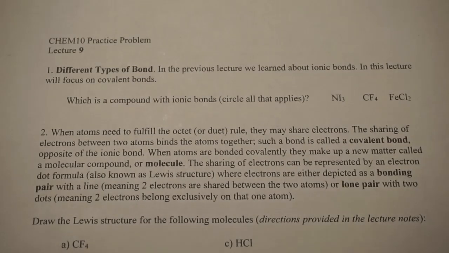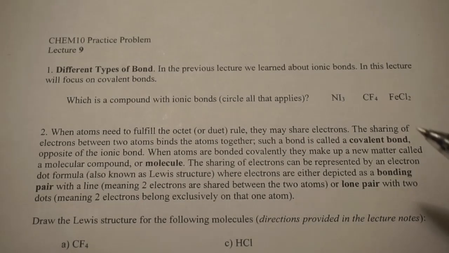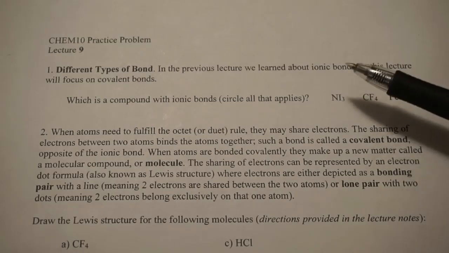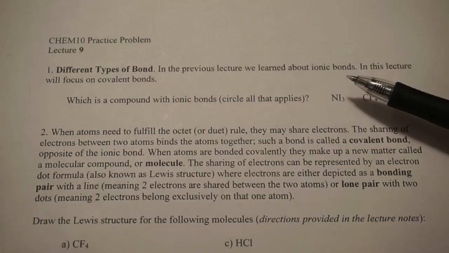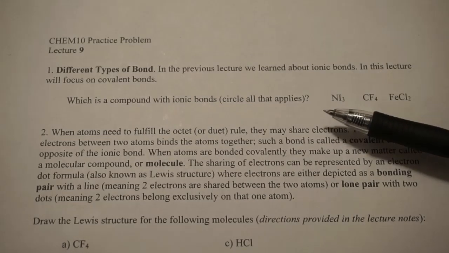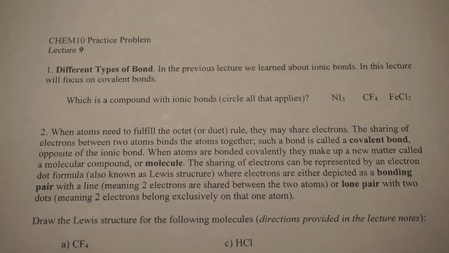This video is on Lecture 9. Question 1. Different types of bond. In the previous lecture, we learned about ionic bonds. In this lecture, we will focus on covalent bonds. Which compound is an ionic bond? Circle all that apply.